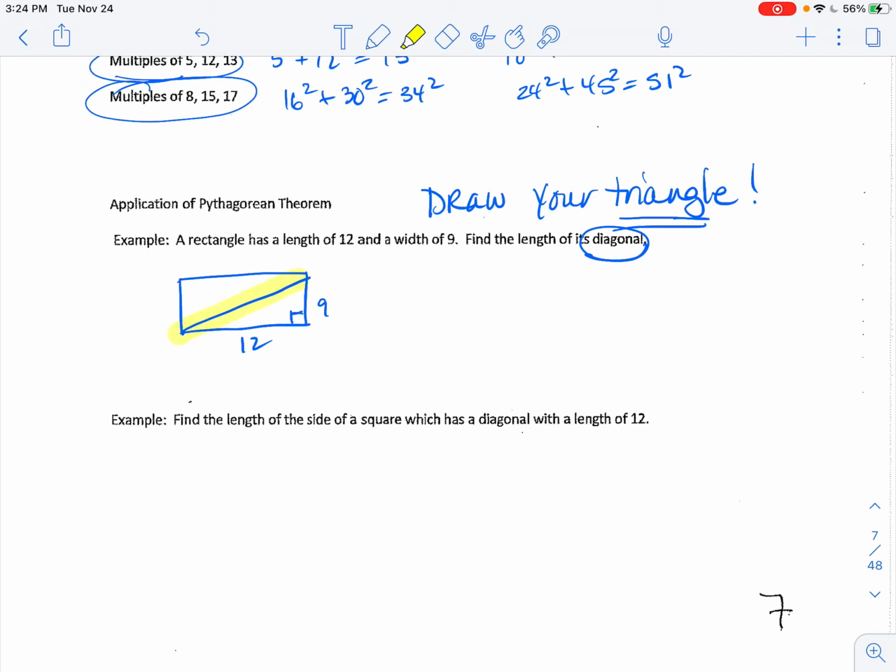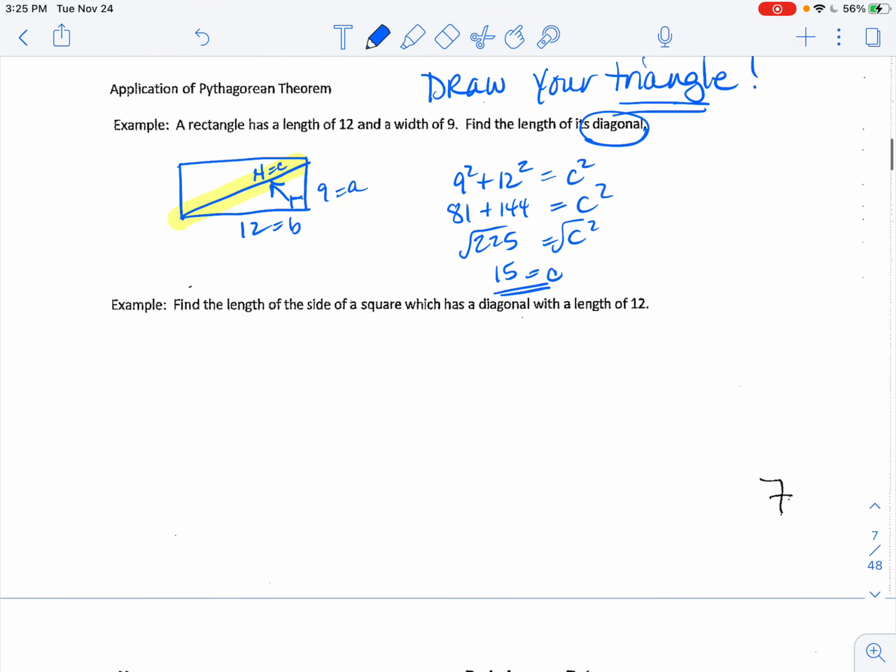There's our triangle. So across the box is your hypotenuse. So this guy's your hypotenuse, or your C. And then A and B really don't matter how you organize those. So 9 squared plus 12 squared is equal to the hypotenuse squared. 81 plus 144 equals C squared. If I add 81 and 144, I get 225. And if I take the square root, C is equal to 15. All right, so that's your diagonal.